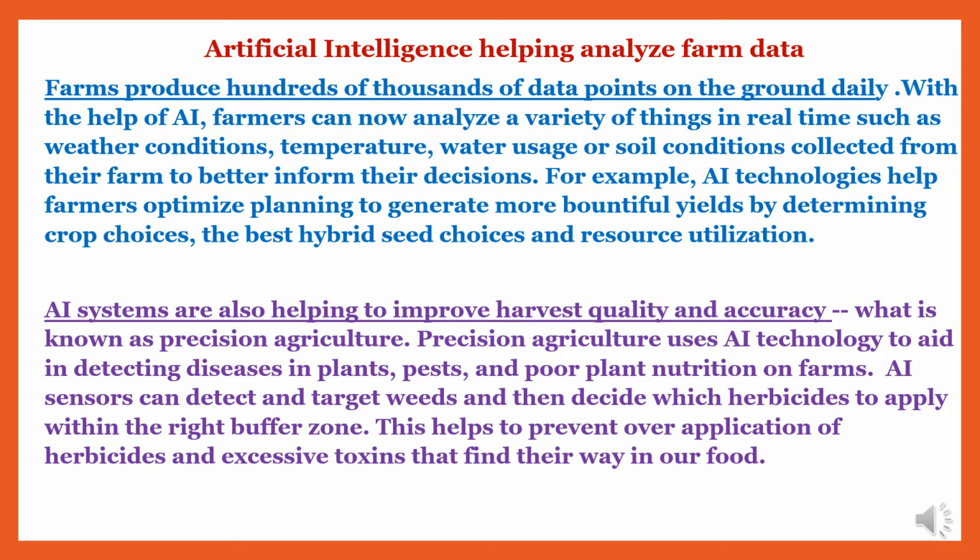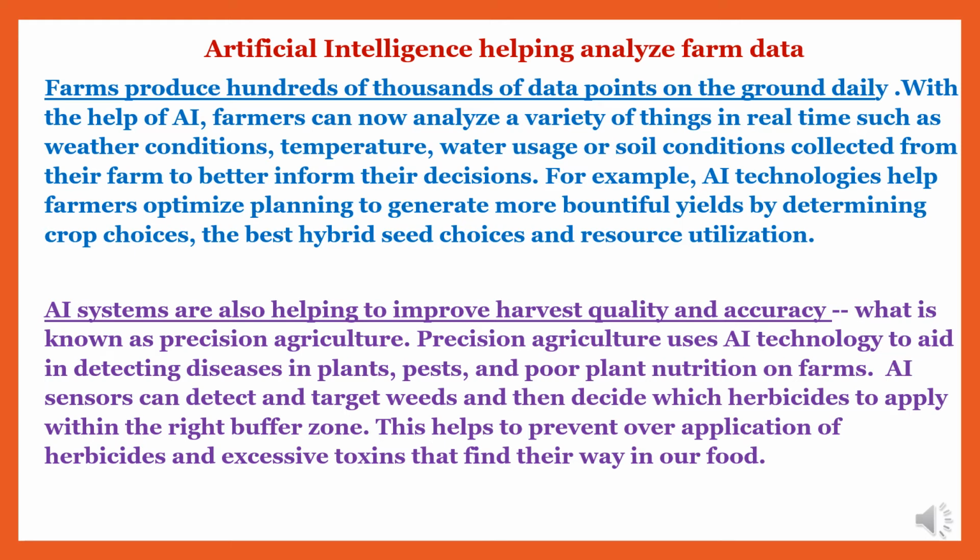For example, artificial intelligence technologies help farmers optimize planning to generate more bountiful yields by determining crop choices, the best hybrid seed choices, and resource utilization. Artificial intelligence systems are also helping to improve harvest quality and accuracy, what is known as precision agriculture.